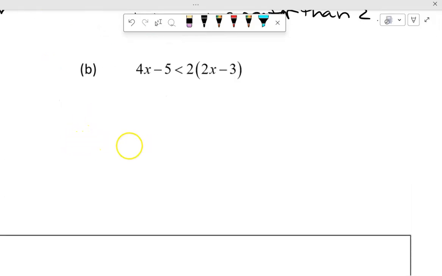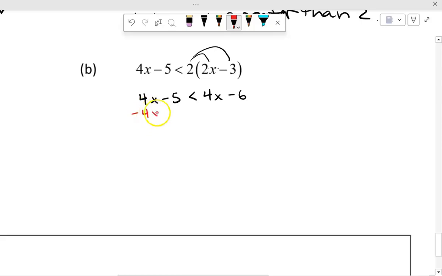And the very last one, it's going to be the same exact process. Solve it like normal. On the left, I have 4x minus 5. There's nothing to do there. But on the right, I get 2 times 2 is 4x. And then 2 times negative 3 is minus 6. Well, same situation. If I try to get my x's together by subtracting on both sides, they're actually gone. And I'm left with negative 5 is less than negative 6.